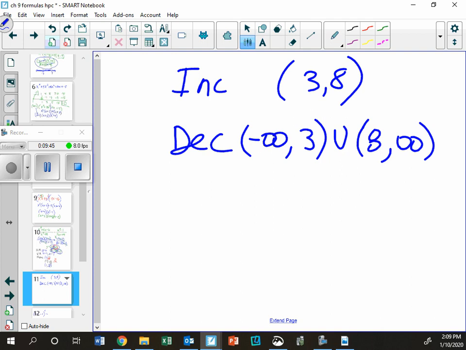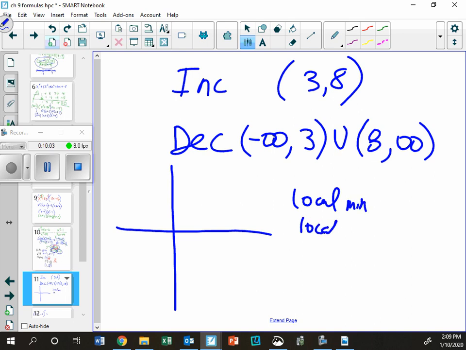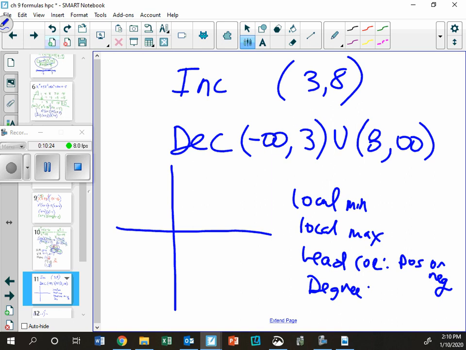Here's the thing you could be asked. There's actually a lot of things they could ask: where is the local minimum? Where is the local maximum? I'll write all these things up. Local min, local max. What is the lead coefficient, as in, is it positive or negative, not exactly what is it. And last but not least, what degree is it? On that, we don't know exactly, but we could tell if it's odd or even.